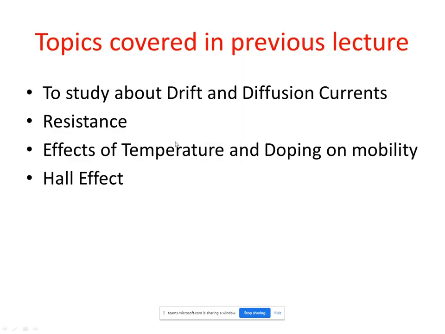In the previous lecture, we have studied drift and diffusion currents, the concept of resistance and resistivity, effects of temperature and doping on mobility, and we have also seen the scattering types, that is lattice scattering and impurity scattering, followed by Hall effect.